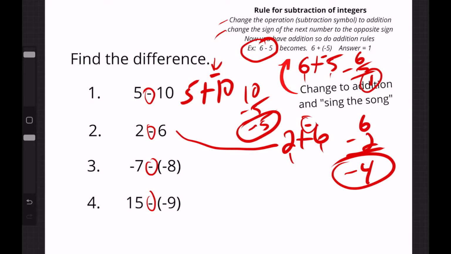Let's go to number 3, and we'll do that right over here, right? -7 minus -8. All right, we want to change this subtraction operation to addition. And then when we do that, we need to change the sign of the next number. This is where it gets a little confusing when you have two negatives, all right? So now we've got -7 plus +8. -7 plus +8. Are they the same signs or are they different?